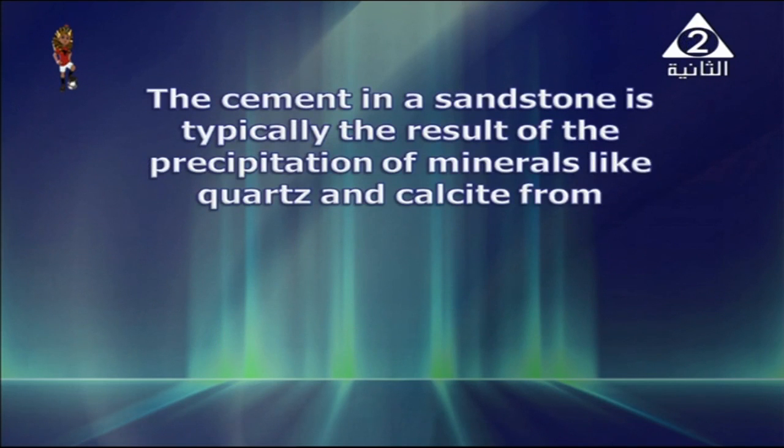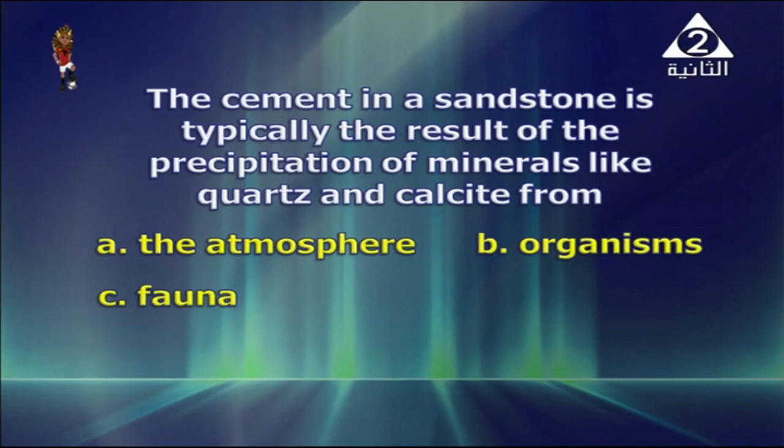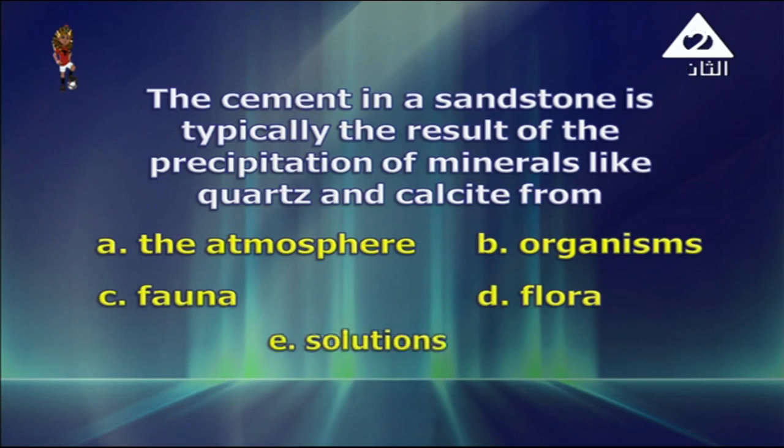The cement in sandstone is typically the result of the precipitation of minerals like quartz and calcite from the atmosphere, organisms, fauna, flora, or solution. Where do they get these cements? Is it coming from atmosphere, organisms, fauna, flora, or solution? Of course, solution is the right choice.